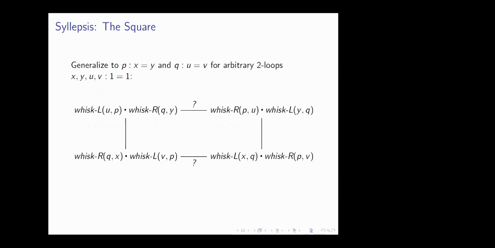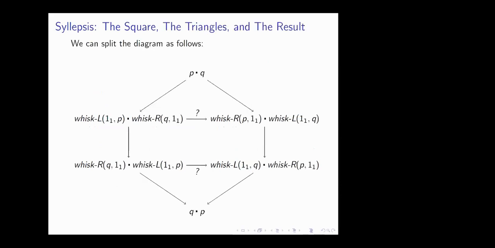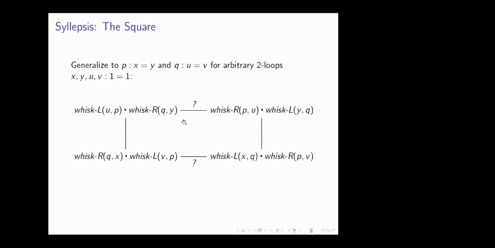So we want to do things by path induction, so it would be best if we actually manage to replace P and Q by arbitrary paths, where P goes from X to Y and Q from U to V. These would be just arbitrary two loops. So we could do that.